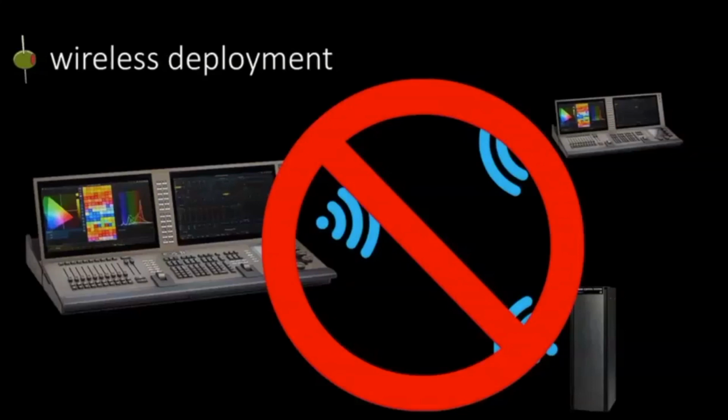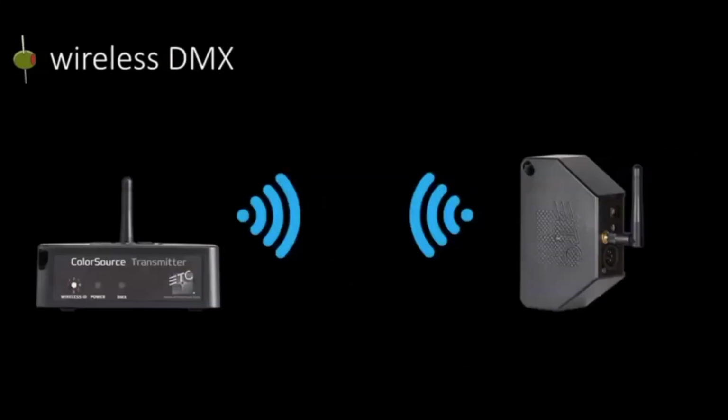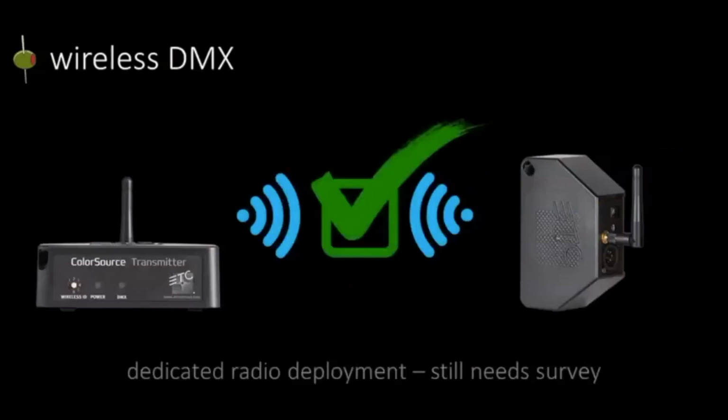That's all Wi-Fi deployment, right? TCP/IP over wireless. Things like wireless DMX, you're good to go. These are dedicated radio deployments. You still need to do a site survey to determine what radio channels you want, and you still need to deploy the radio according to the manufacturer's recommendations, like antenna position, devices, line of sight, things like that. So just be aware that things have to be deployed appropriately.